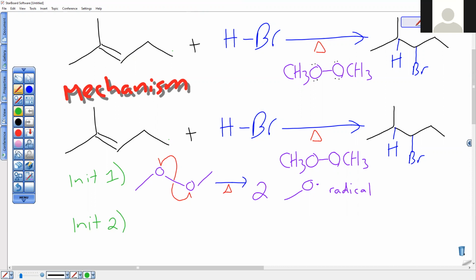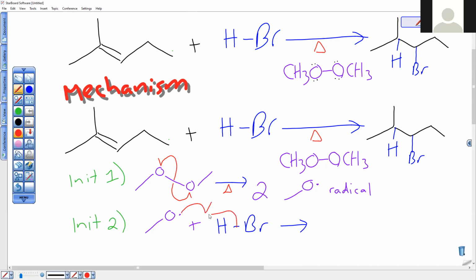Unlike in the other mechanism in section 8.1, where you grab an H off a carbon, which is a nonpolar bond, this is going to grab an H off of a polar bond, HBr being a candidate. And you're going to get what looks like an acid-base reaction, but because there's radicals involved, it's not an acid-base reaction at all.